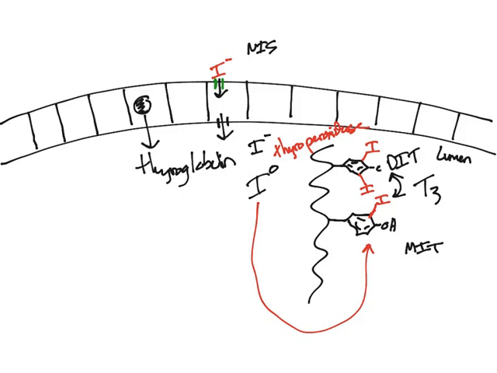Now, let's say we had another iodide here, and you had this combination, then you have T4. And T4 is tetraiodothyronine, or we just simply call it thyroxine. So that's how you get T3 and T4.